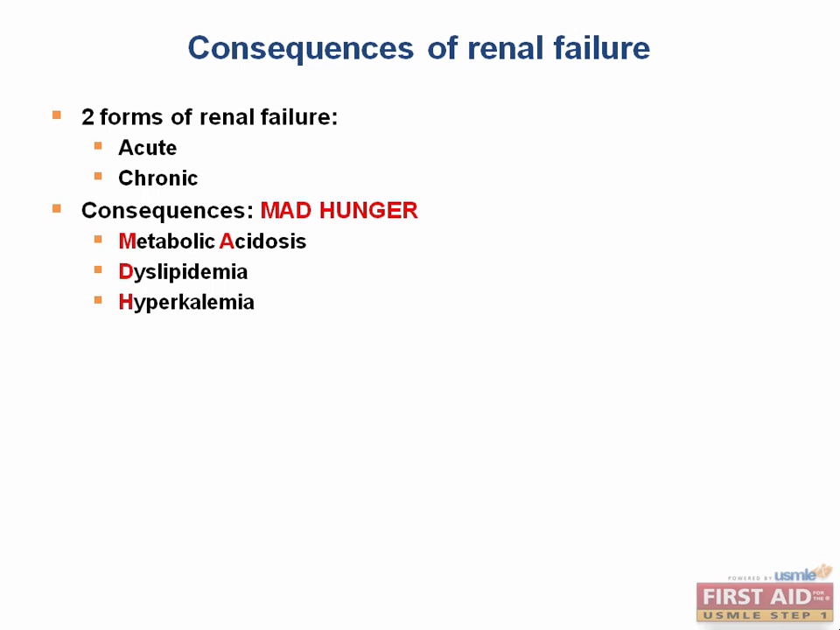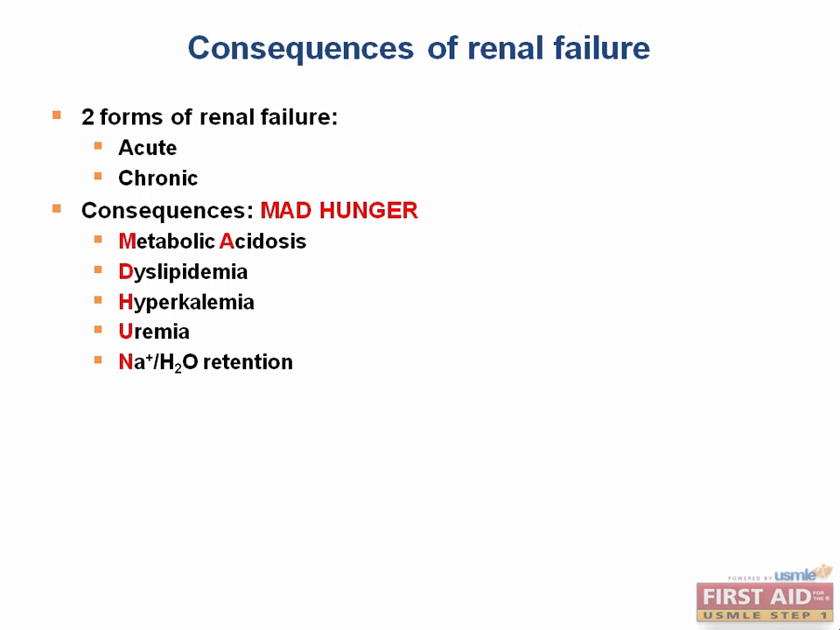As BUN and creatinine fail to be excreted, patients can develop uremia, which is a syndrome marked by nausea, anorexia, pericarditis, asterixis, encephalopathy, and platelet dysfunction. Due to the inability to excrete filtrate, sodium and water are retained. This leads to CHF, pulmonary edema, and hypertension.